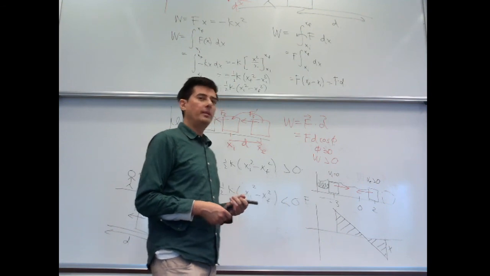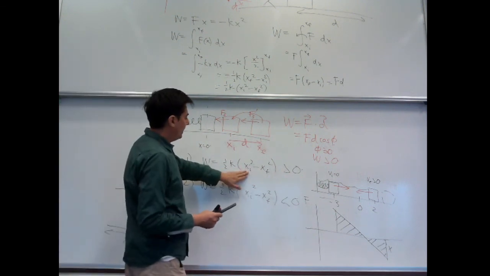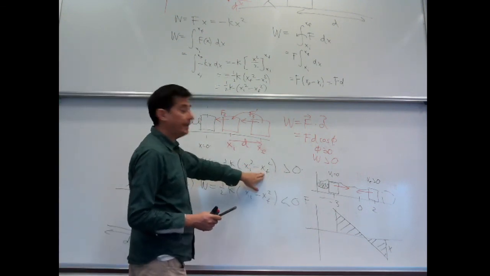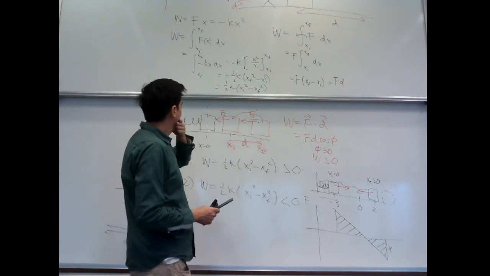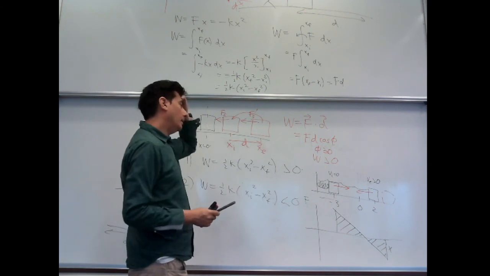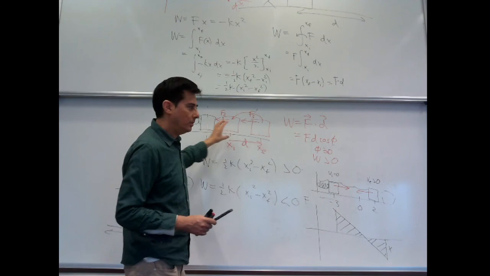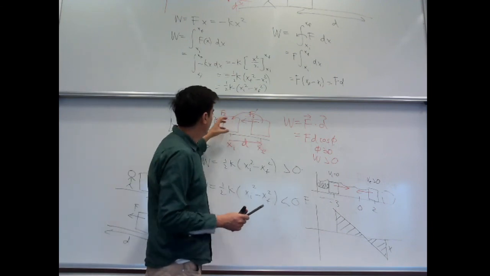Work done by the spring. Initial is 2, final is 3. Yes, negative. You can see that from the formula. That's smaller than that, so it's going to be negative. If you make some sort of physical sense of it, it's going to be negative, so it's going to lose energy in going from here to here.